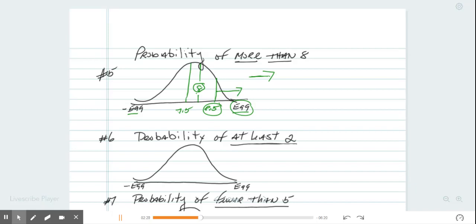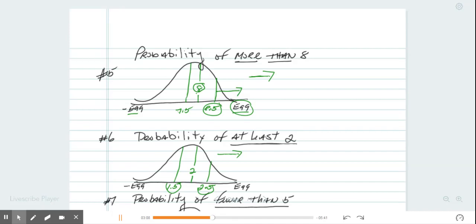Number 6. We're asked for the probability of at least 2 traffic tickets. So I'm going to draw a vertical line. I'm going to put a 2 here. I'm going to subtract 5/10, 1.5. Then I'm going to add 5/10. I get 2.5. First question I ask myself, which way am I going? Am I getting bigger or am I getting smaller? At least 2 means 2 or more. So I'm going to my right. I'm getting bigger. Now the question is, do I start at 1.5 or do I start at 2.5?